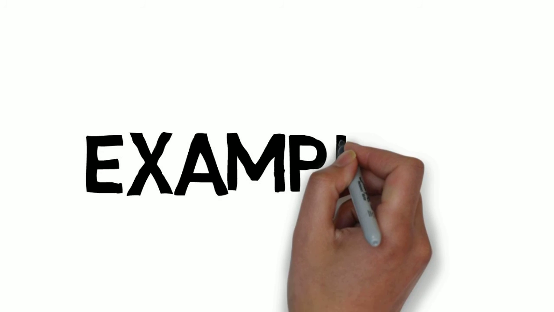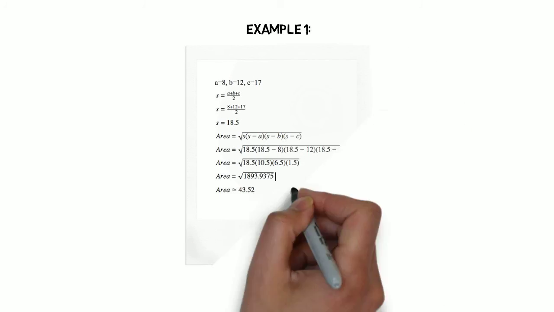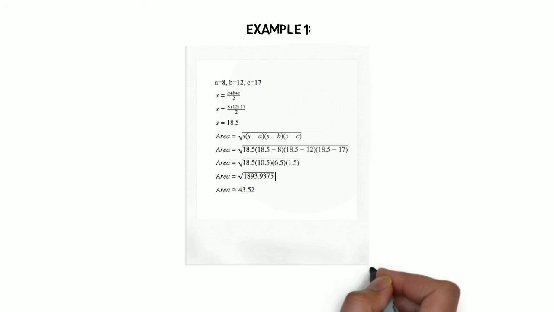So for our example, it's pretty easy. Basically, A is equal to 8, B is equal to 12, and C is equal to 17. So the first thing you're going to do is solve for S. You're just going to plug in A, B, and C and then divide that by 2. So S is equal to 8 plus 21 plus 17, and then you're going to divide the whole thing by 2, and that makes S 18.5.